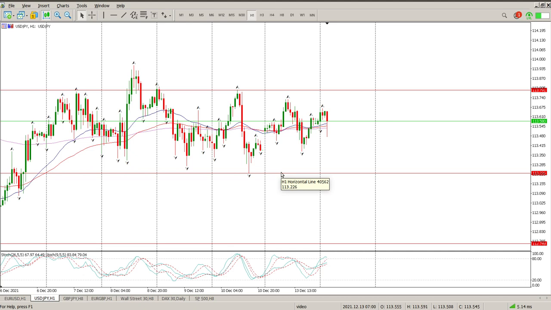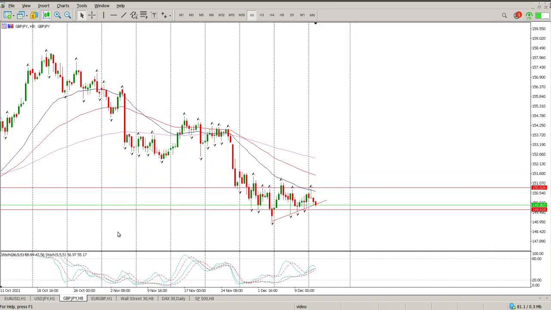Just bear in mind, if you do break the downside, you're more than likely going to be capped by 112.749. So above and below the moving averages, range bound, confusion, going nowhere. Another one to sit on hands.